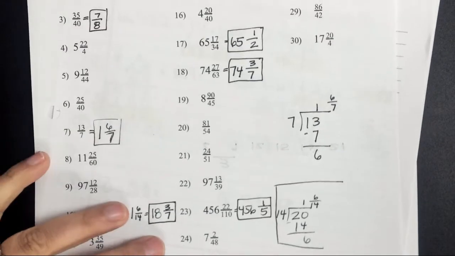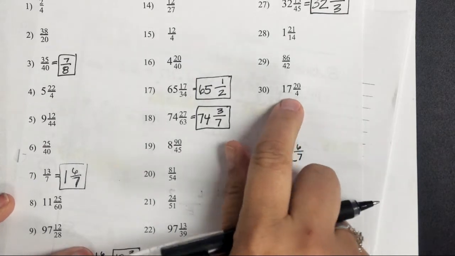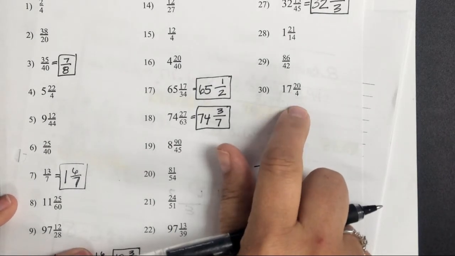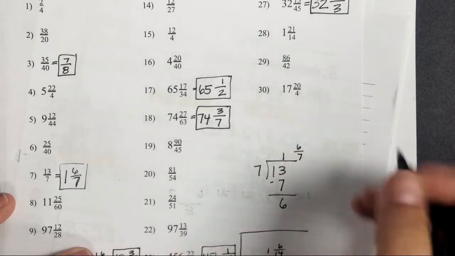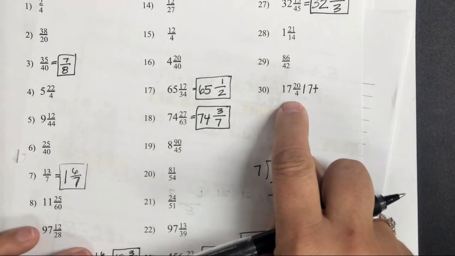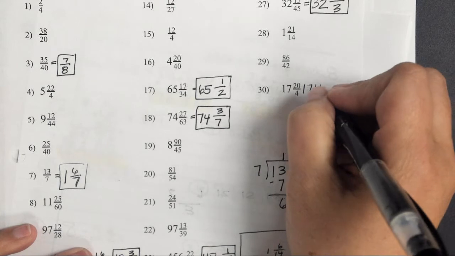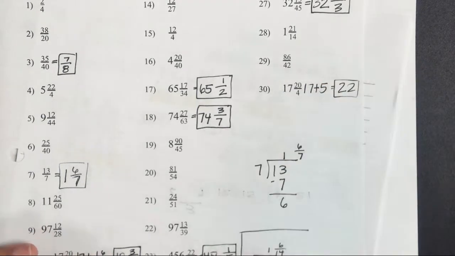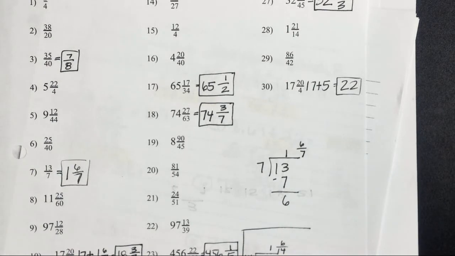Okay, let's look at 30. We have a mixed number, but we also have an improper fraction. So we know we're going to be adding something to our whole number. What is 20 over 4? 5. Do I have anything left over? The answer would be 22. So you have no remainder on that one.